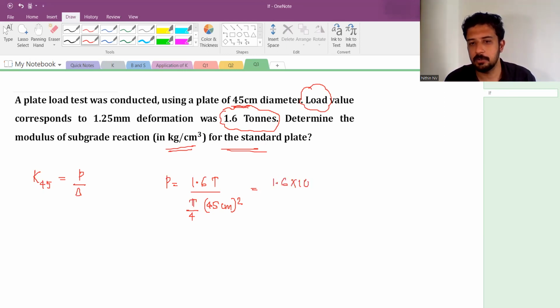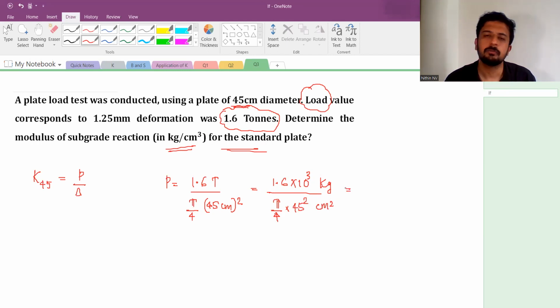Okay. So 1.6 into 10 raised to 3, or 1000 kilogram, divided by π/4 into 45 square centimeter square. I already told you no need to calculate and write it separately because we ultimately require this value divided by 0.125. But just for your comparison, in case you are getting a wrong answer, you can understand that you have made a mistake. I'm just writing it 1.6 into 1000. That by 4 will go up into the numerator. Now divide by π, divide by 45 square.